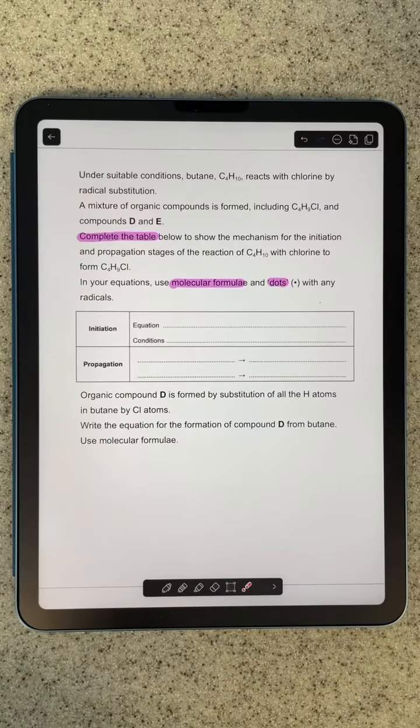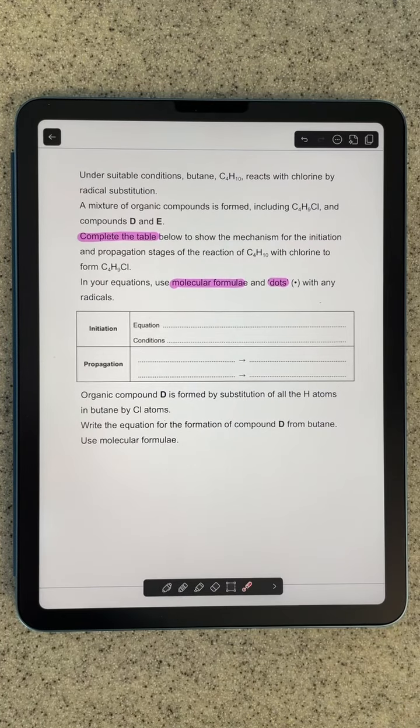Got a past exam question to have a look at. So this is an organic mechanisms question and it's all about radical substitution. Let's have a look. Okay, so we'll just quickly go through the information. So suitable conditions, butane reacts with chlorine, radical substitution. You get a mixture of organic compounds including that C4H9Cl and also compounds D and E.